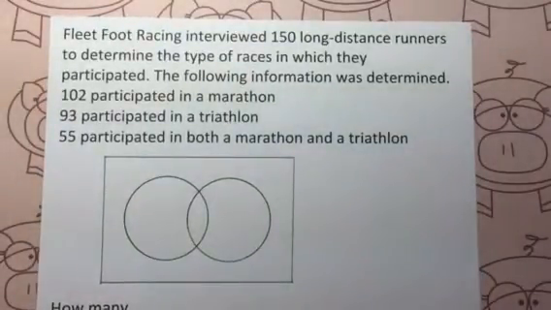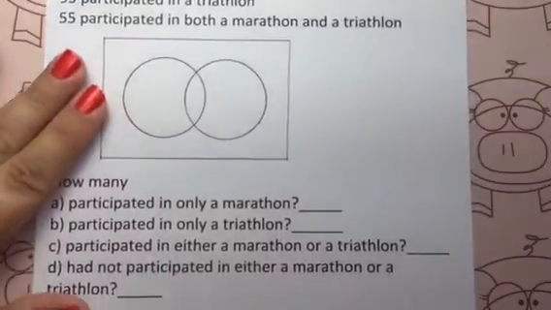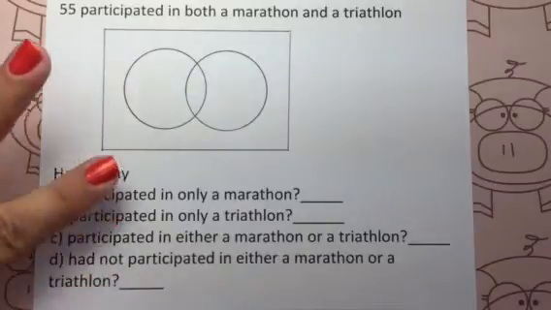Fleetfoot Racing interviewed 150 long-distance runners to determine the type of races in which they participated. The following information was determined. 102 participated in a marathon, 93 participated in a triathlon, and 55 participated in both a marathon and a triathlon. Okay, and then it's followed by all of these questions.